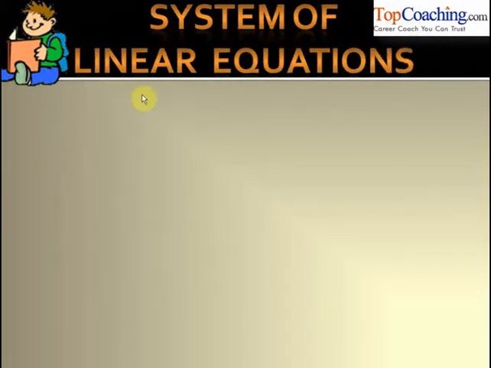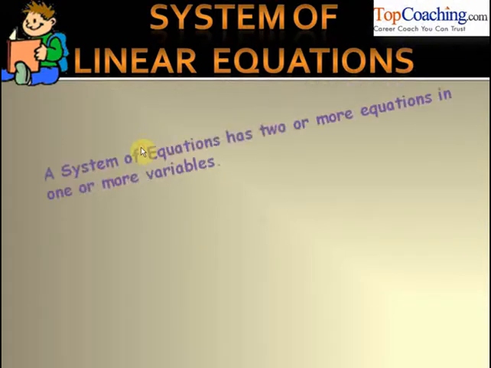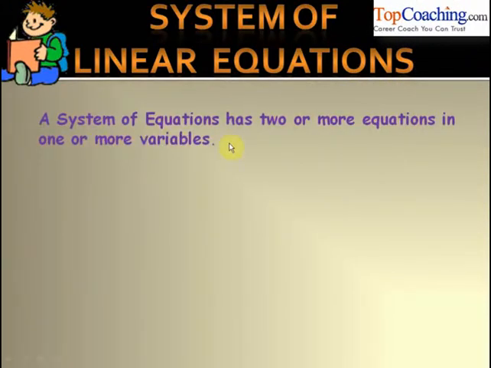Now let's study the system of linear equations. Now we have seen what exactly a linear equation is, but now let's see what we mean by a system of linear equations. A system of equations has two or more equations in one or more variables. So system means a collection. So a collection of equations which has got two or more equations and in one or more variables.